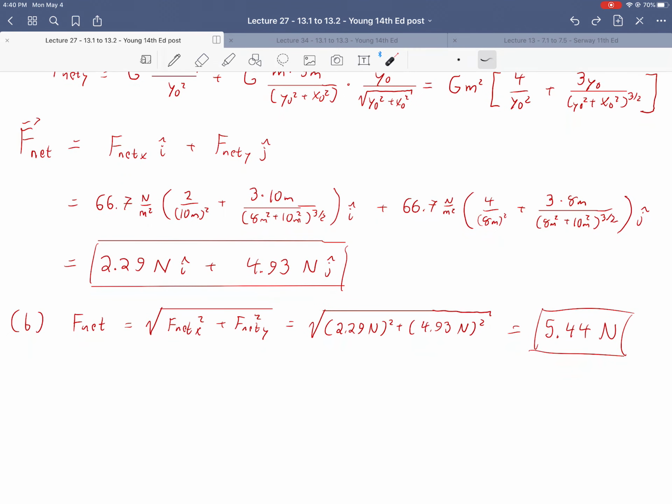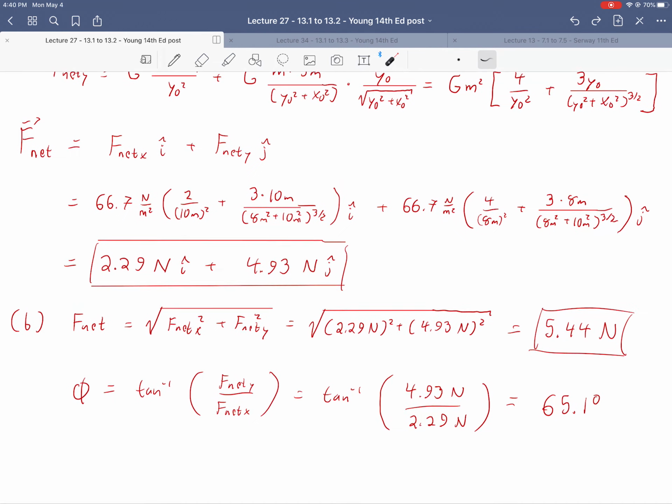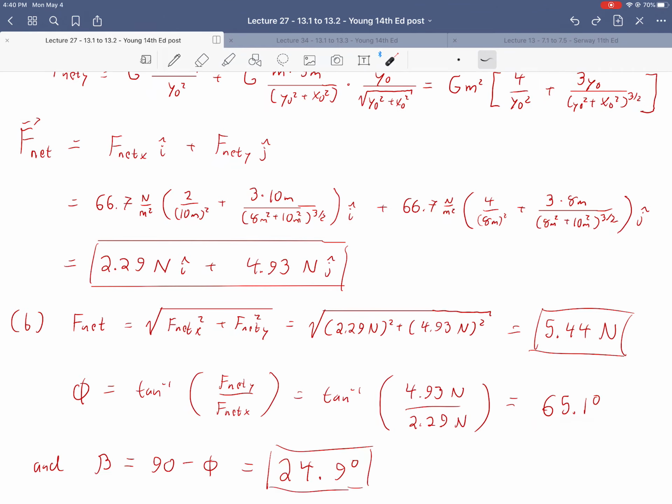All right, so then if you want to find the magnitude, I simply just use the Pythagorean theorem, but on F net. And we get then that the net force has a magnitude of 5.44 newtons. Looks good. And then if I want to find the angle phi, I get 65.1 degrees.